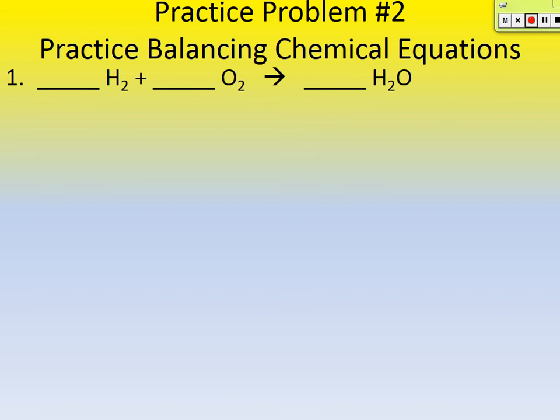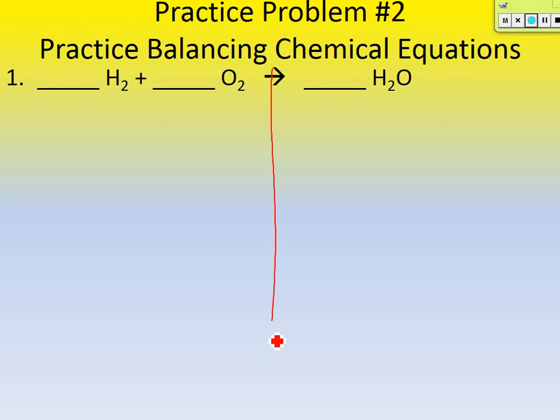Practice problem number 2. It says balance the following chemical reaction. The first thing that I would like you to do, step 1, is to find the arrow. This arrow separates your reactants from the products. Let's draw a line down from that arrow. So find the arrow, draw the line. That's step 1.